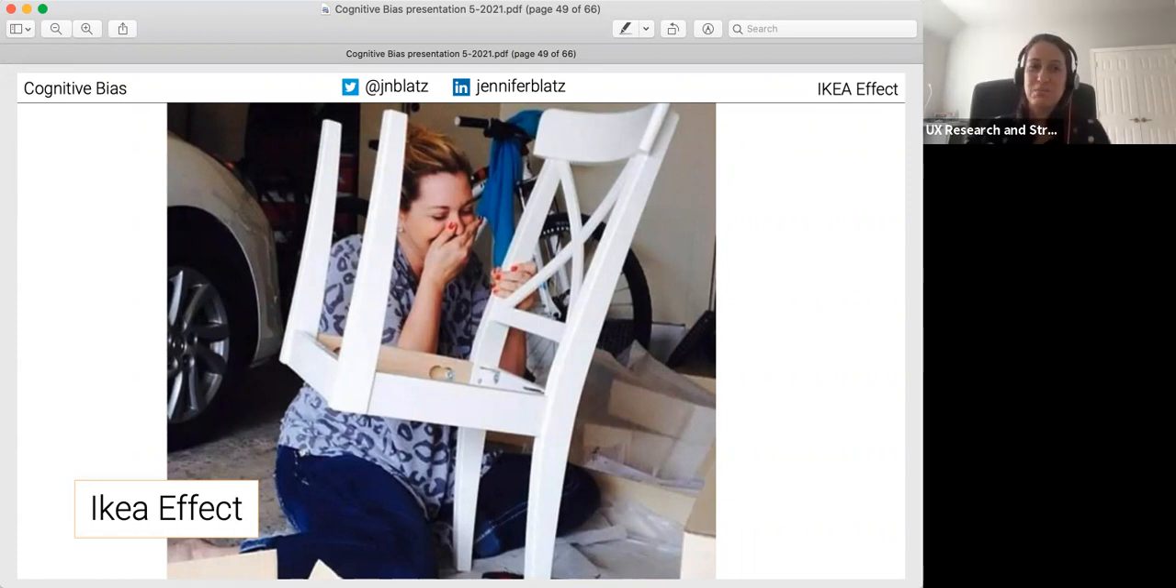is the tendency for people to place high value on objects that they partially assemble themselves, just like furniture from IKEA. And they're proud of this, even regardless of the quality or the end result. So why is this even a thing? Well, people have an emotional investment when they build something from their own blood, sweat, tears, and hands.